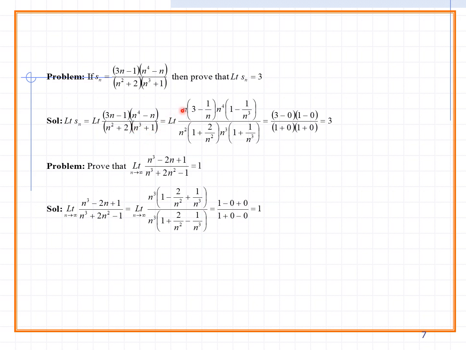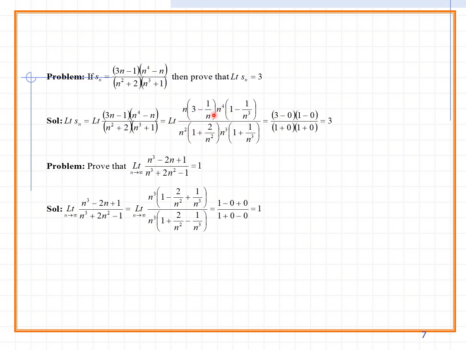Taking n common in the first numerator term, you get 3 minus 1 by n. In the second term, n to the power 4 is common, so you get 1 minus 1 by n cube. In the denominator, n square is common, so you have 1 plus 2 by n square, and n cube is common, giving 1 plus 1 by n cube. In the numerator, n into n to the power 4, with equal bases you add the powers, giving n to the power 5. In the denominator, n square times n cube is also n to the power 5. Both cancel.